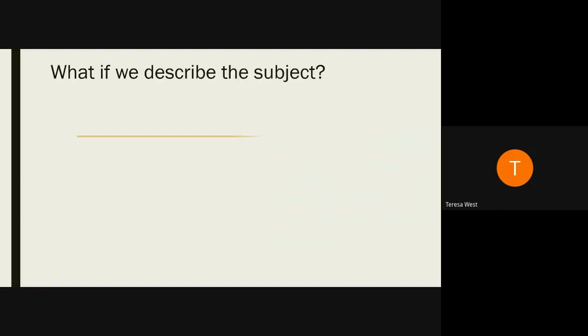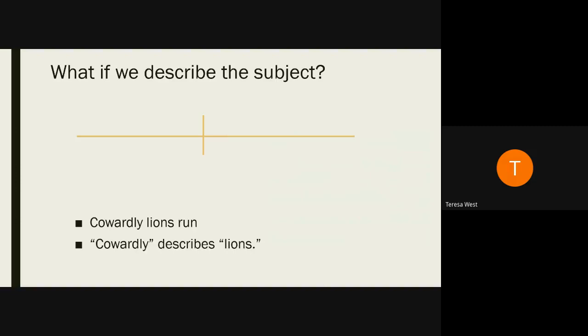Now, if we were to describe the subject, going back to our first sentence, lions run, but we're going to describe those lions and they're going to be cowardly. So: cowardly lions run. Cowardly describes lions.